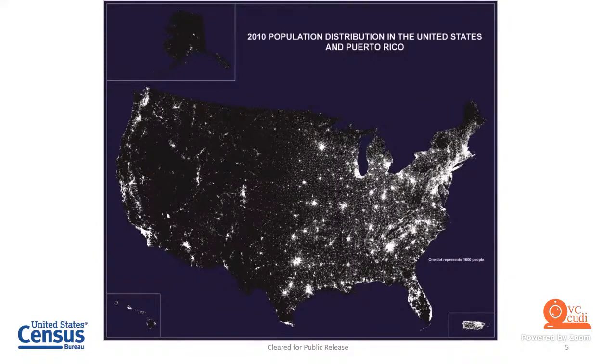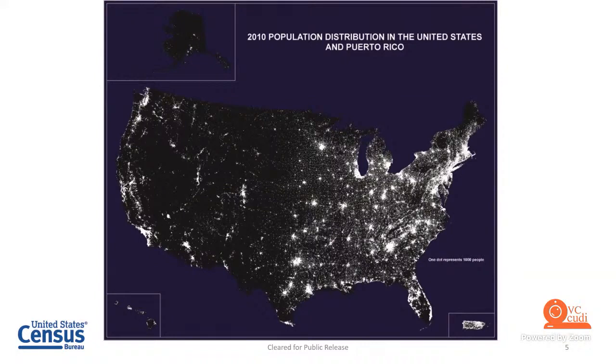This is a map showing the 2010 population distribution in the United States and Puerto Rico. The actual size of this map is 28 inches by 24 inches, so it is reduced quite a bit here. But this is one of our most popular maps, and we'll be creating a 2020 version of this in the next couple of months. It has the effect of appearing to be a nighttime map, as if taken from a satellite showing lights on at night. In fact, it's really just a dot map with each dot representing 1,000 people.